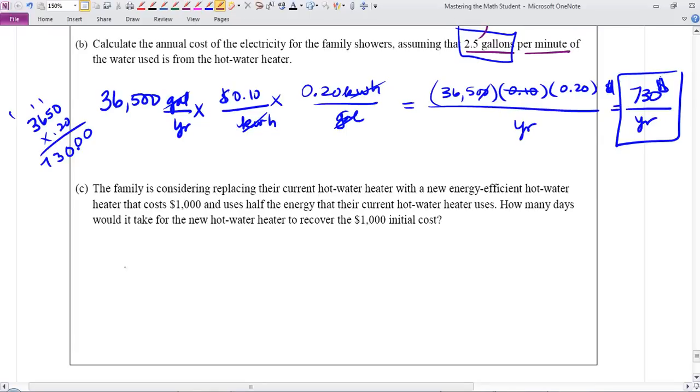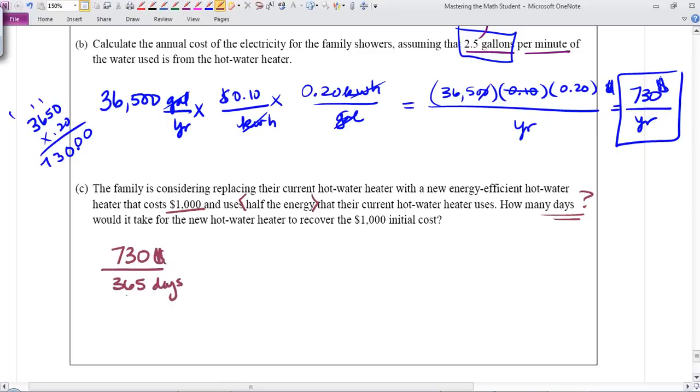The family is considering replacing their current hot water heater with a new energy-efficient hot water heater that costs $1,000 and uses half the energy that their current hot water heater uses. So how many days will it take for the new hot water heater to recover the $1,000 initial investment? Well, you just figured out that it was going to cost them $730 a year, right? So that's $730 for every 365 days.